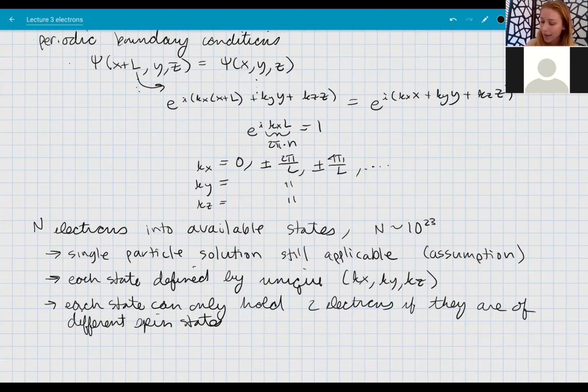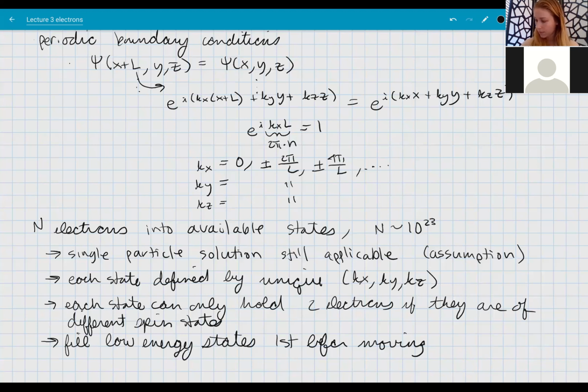Okay, and then the last rule is that we fill low energy states first. This rule exists because what we're trying to calculate is ground state properties at this point. And you get the ground state by getting the lowest possible energy for all of the electrons together, and you can only do that if you fill the lowest energy states and then the next lowest, and the next lowest, until you've used up all your electrons. So we're going to be filling up lowest energy states first.